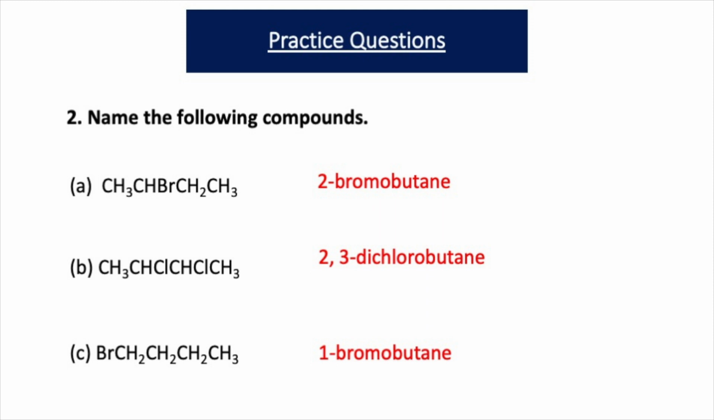And if we're looking at question 2b, there are once again 4 carbons in the longest chain, and this time the chlorine is on carbons 2 and 3, so the compound is called 2,3-dichlorobutane. Notice we put a comma between 2 numbers and a hyphen between a number and a word. And for question C, there are 4 carbons in the longest chain, and a bromine is on the first carbon, so this is 1-bromobutane, and we put a hyphen between the 1 and the bromo.